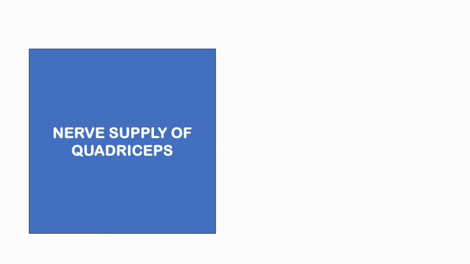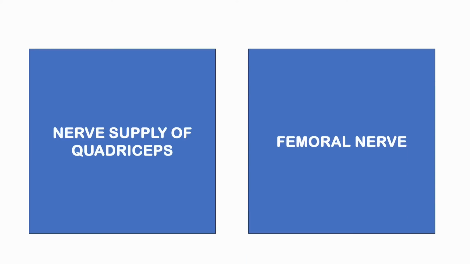What is the nerve supply of quadriceps? Quadriceps is in the anterior thigh. Nerve supply would be femoral nerve.